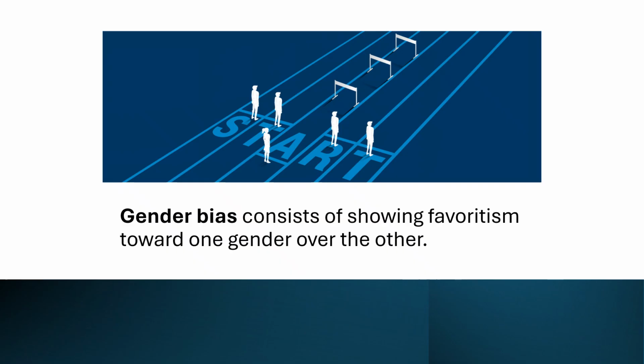Gender bias is a prevalent issue that affects individuals' opportunities and experiences. This slide's definition prompts us to consider how favoritism can manifest in various contexts and its implications for gender equality.